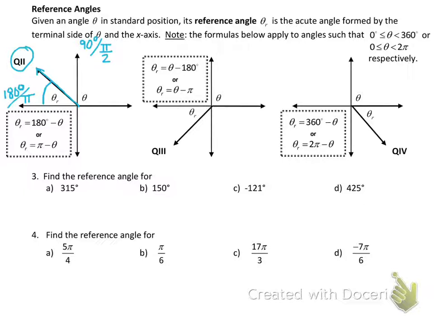Okay, so now if we move on to quadrant 3, we are now going to be dealing in between 180 degrees or pi, like before, and in between 270 degrees or 3 pi over 2, again depending if you're in degree or radian mode. So if this is the case, you're going to actually take theta and subtract 180, giving this difference, or subtract pi, giving that same distance.